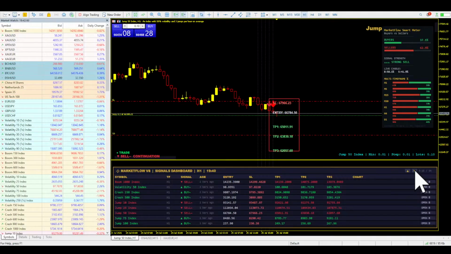This is on MT5, and there is a MetaTrader 4 version. So if you don't have MetaTrader 5, there is a version for MetaTrader 4.